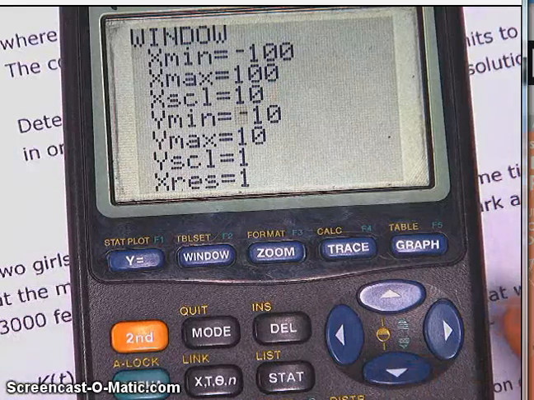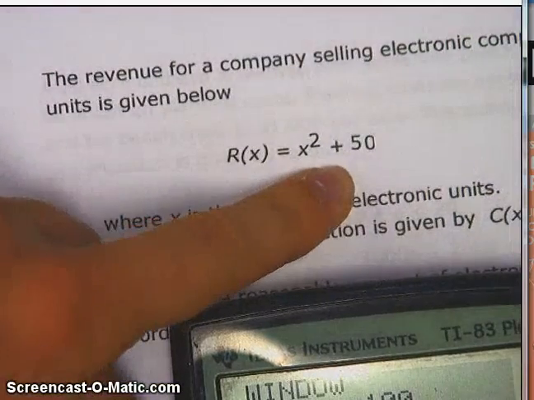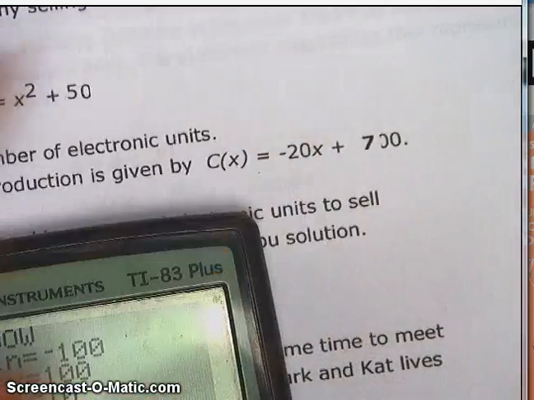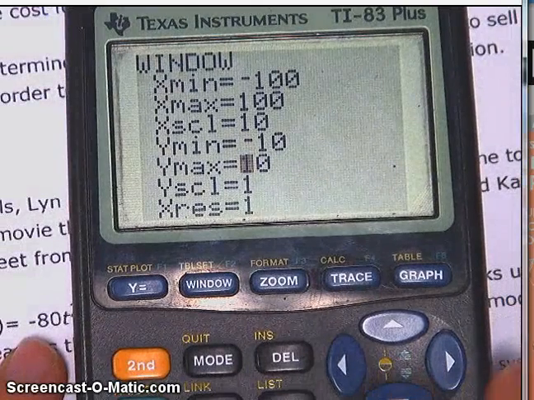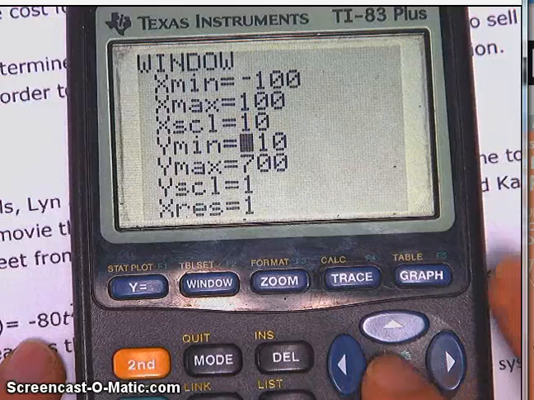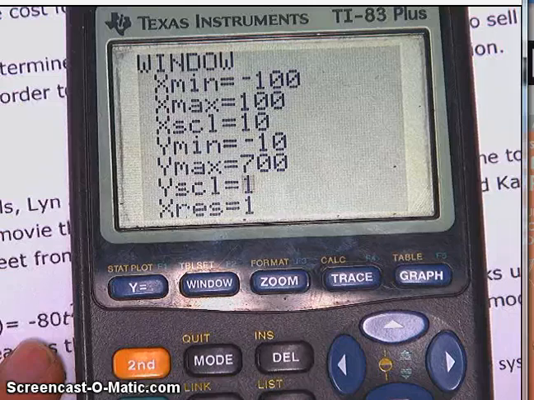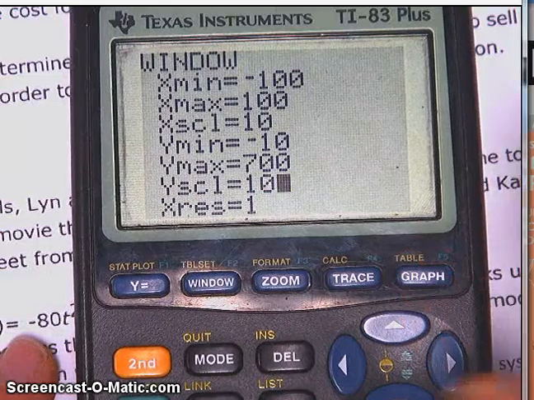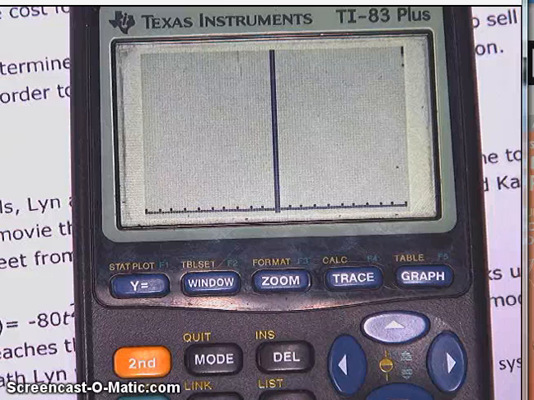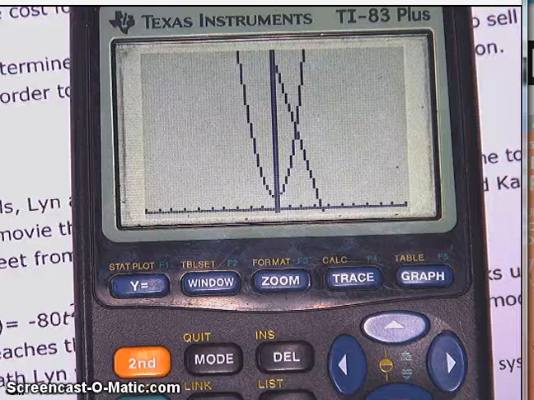Now the y minimum, I can be a little more intelligent about that, because if you look at the equation here, the y-intercept of that one's 50, and this one is 700, so I know that this thing should probably go up to 700, and we'll just go ahead and start it at -10 where it's at, and we'll make the scale a little bit different. Let's make the scale 10, so each tick mark is worth 10 as well. So when I graph this thing, let's see if I can actually see it. I can see that parabola, and I can see where it crosses once.